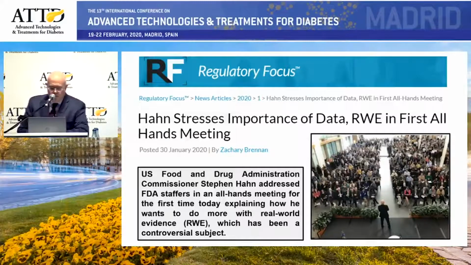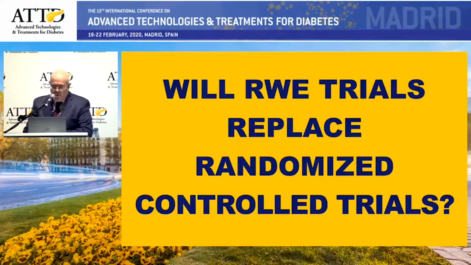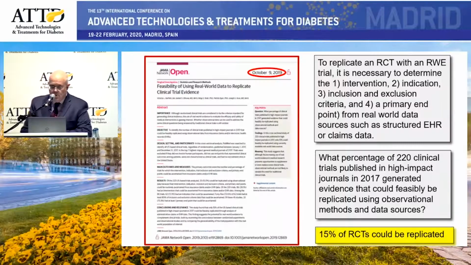This is an article that came out a few weeks ago, and it shows the Commissioner of the Food and Drug Administration, Stephen Hahn, addressing FDA staffers, explaining how he wants to do more with real-world evidence. So as recently as January, FDA is on board with using real-world evidence. The last question I raise is, will real-world evidence trials replace randomized controlled trials?